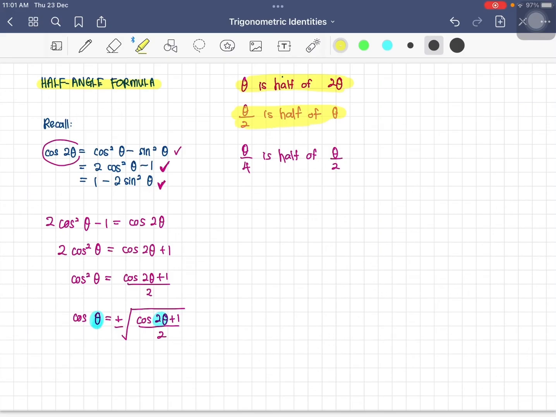half of theta. So now I'm going to change this into cos of, alright, I'm going to change this theta into theta over 2. So of course this one will be changed here. Alright, so instead of 2 theta now it becomes theta, because theta is half of 2 theta, therefore theta over 2 should be half of theta. Alright, plus 1 divided by 2. So you got the formula for the cos of theta over 2.